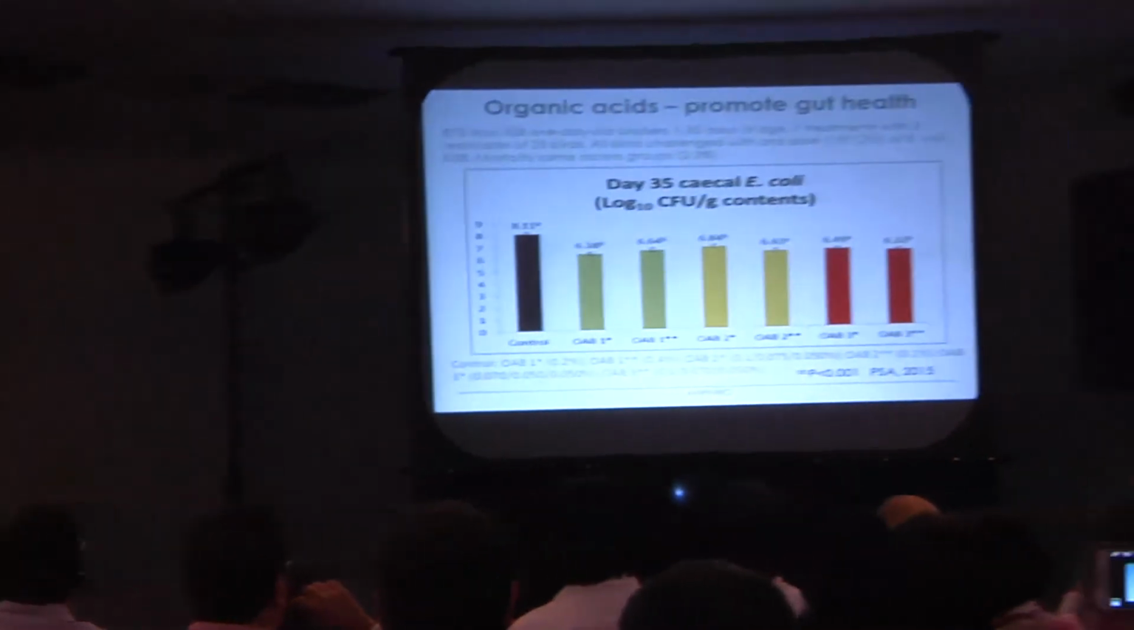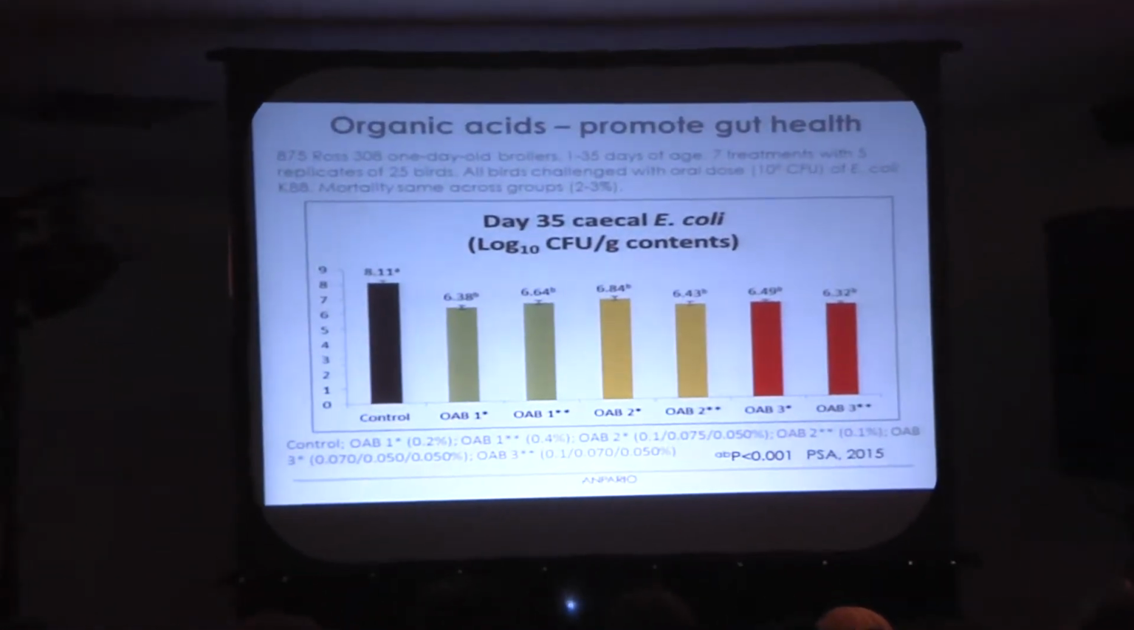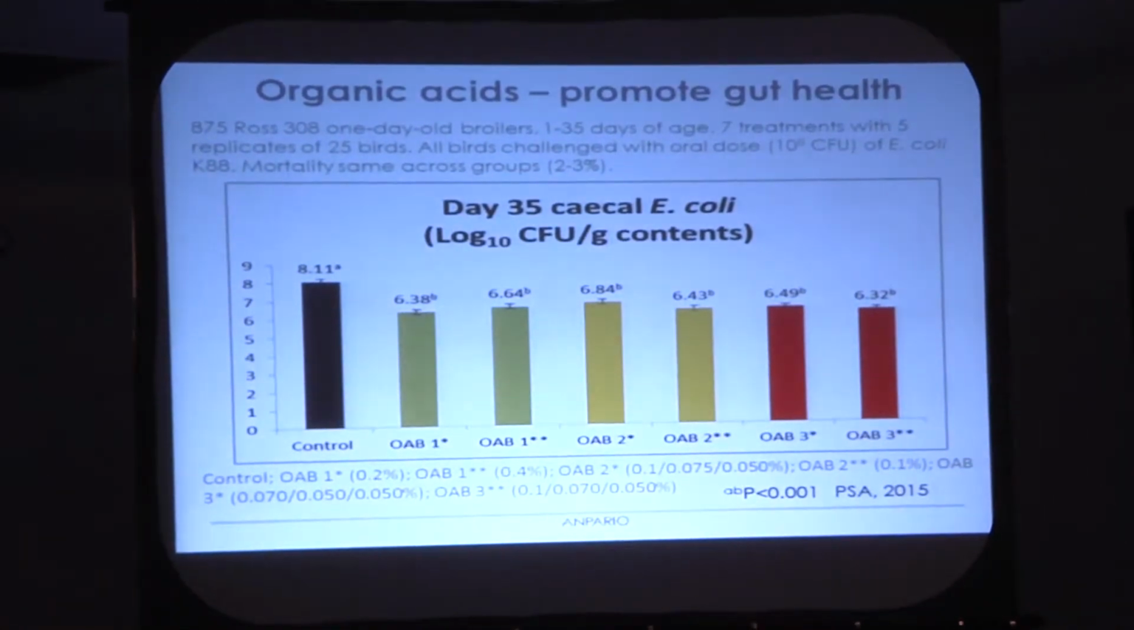And what you can see here is, using PCR, I assume everyone knows, but polymerase chain reaction, we were able to demonstrate that at day 35 in the ceca, all the organic acid products at all the concentrations were able to reduce cecal E. coli. Most of them in the order of 1.5 to 2 log reduction in E. coli.